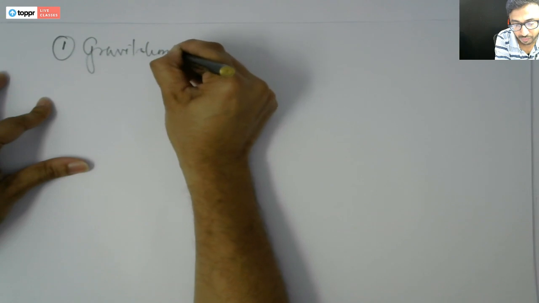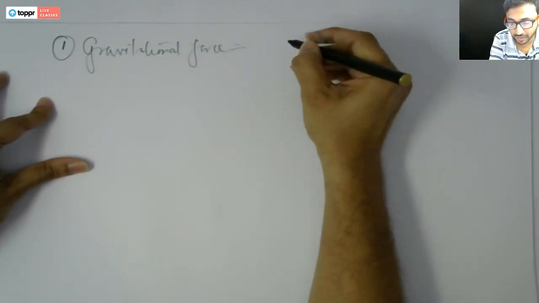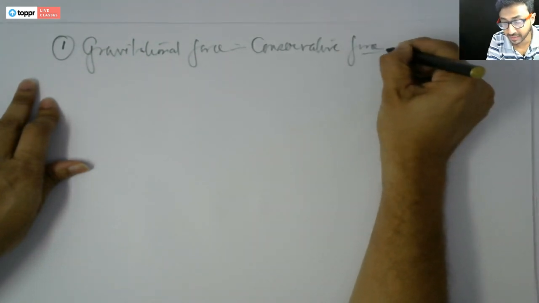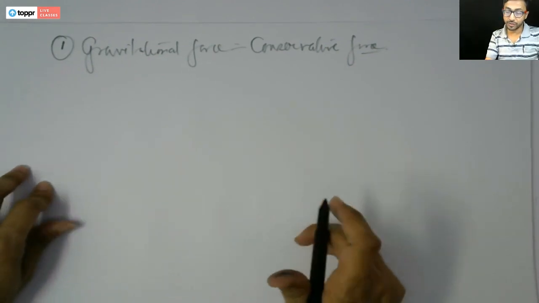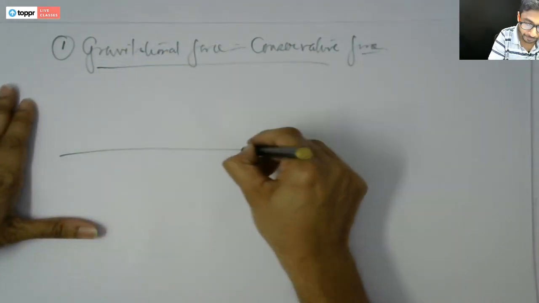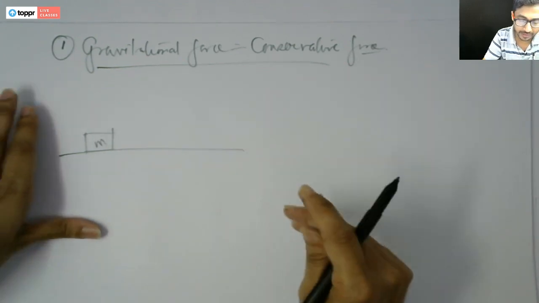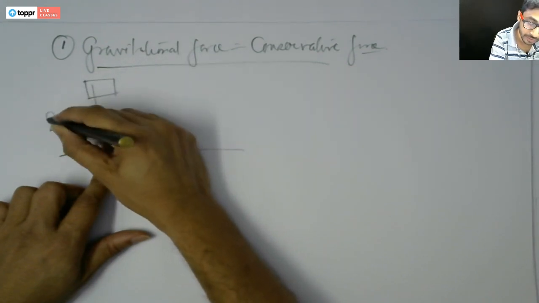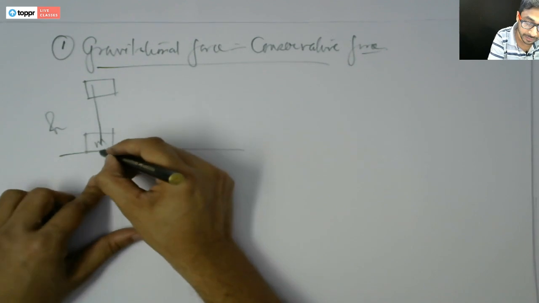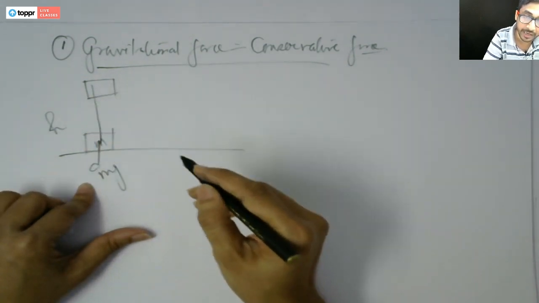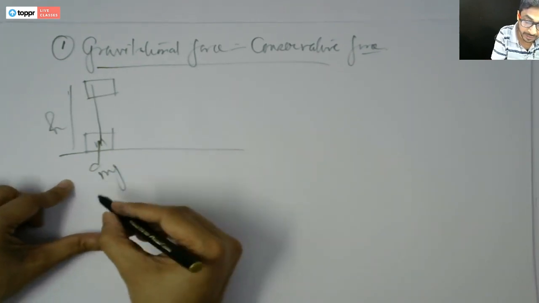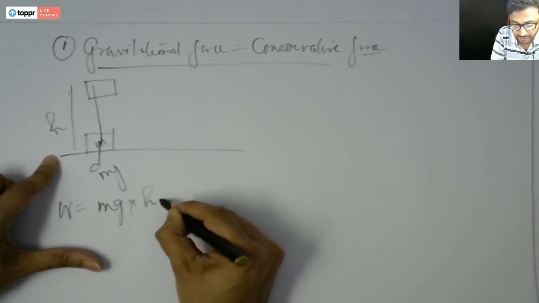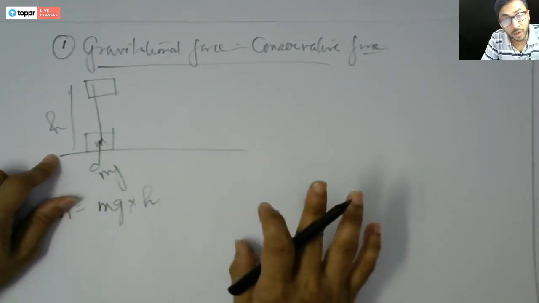Gravitational force is a conservative force. Let us see whether we actually draw this conclusion. Say this is a mass m. It is taken to a height h. What is the work done? It is mg, and the height is h. Ignoring the sign for the time being, work is nothing but force, mg, times the displacement, that is height h.